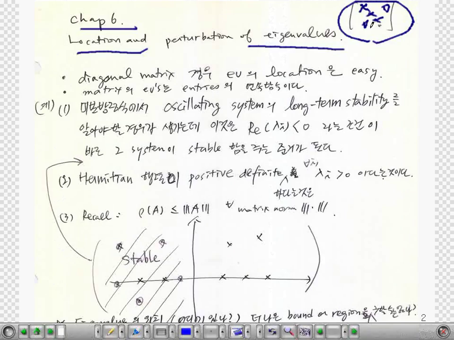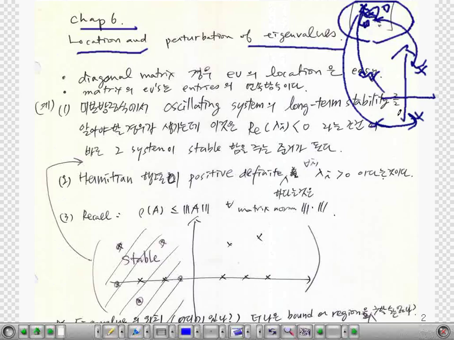it is easy to know what the eigenvalues are and where they are located, because the diagonal entries are just the eigenvalues. But in general, we have to work a little bit. One important observation is that the eigenvalue of a matrix is a continuous function of the entries of the matrix. That's the key observation.